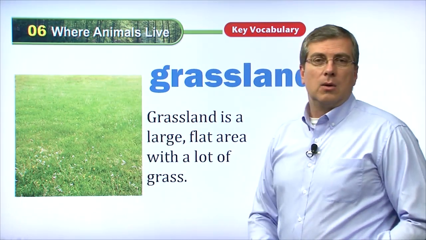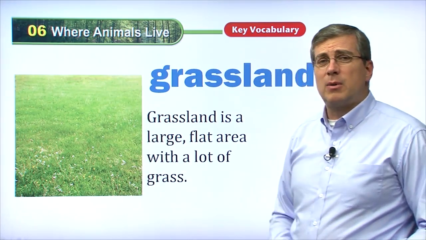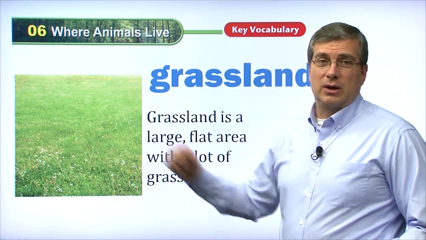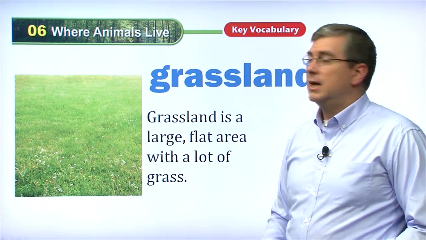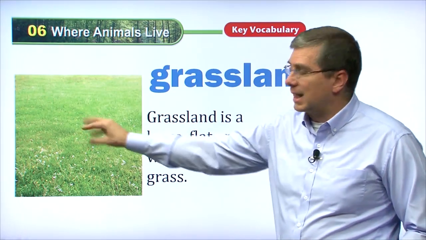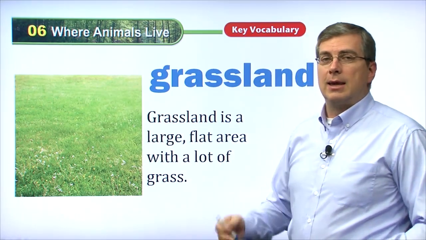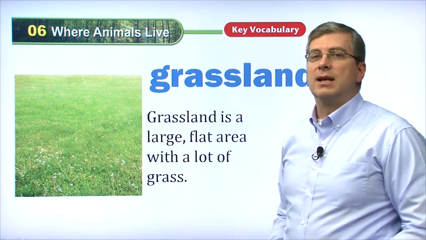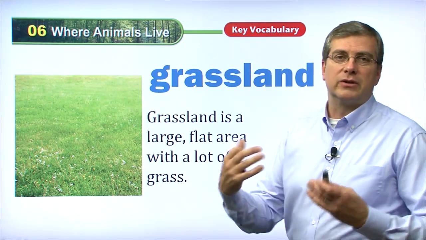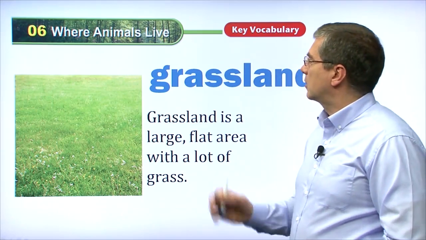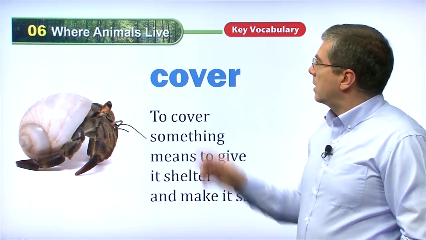What lives there? Well, in the American West, a long time ago, buffalo lived on the grassland. Antelope live in the grassland. Deer live in the grassland. Lots of different animals will come by and eat the grass, okay? And they can roam and run around free without any barriers like trees or mountains or hills, okay? So that's a grassland.